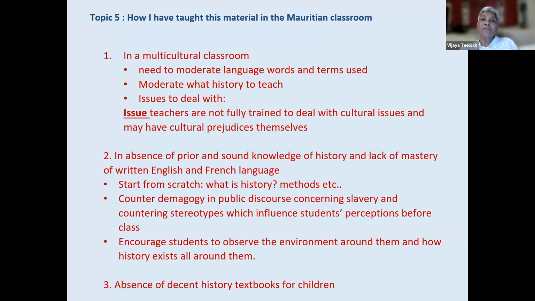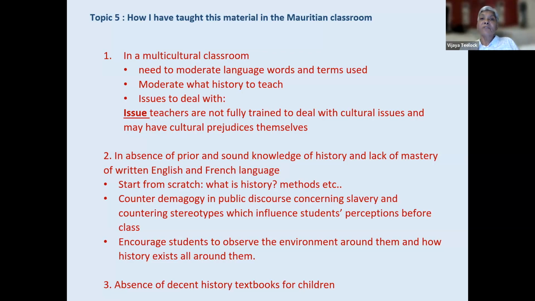And the big issue in Mauritius for me, when I looked at colleagues and younger teachers who have to teach the history of slavery, history of Mauritius, history of indenture, is that they are not trained in culture. They don't have cultural sensitivity classes. They do not know the history of Mauritius fully enough. And sometimes they also have prejudices themselves, which they talk about in class, and this upsets students in class.